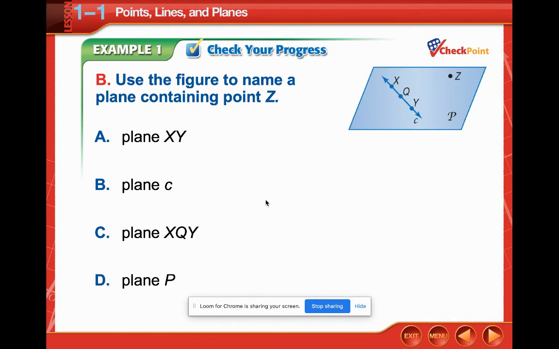All right. Use the figure to name a plane containing point Z. All right. So we're looking for a plane here. What I need you guys to do is pause the video for 5 seconds. See if you can go ahead and solve this, and go ahead and unpause the video after you figure it out. I'm going to stop talking for 5 seconds. Go ahead, pause it, try and figure it out, and then unpause it.